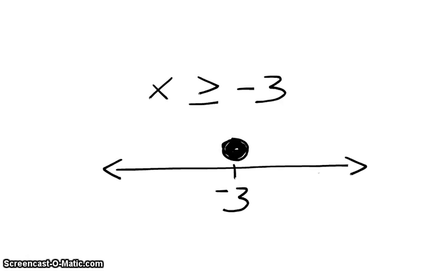Next, we want to read the statement again and make sure we have the arrow going in the right direction. The statement is x is greater than or equal to negative 3. So all numbers that are greater than or equal to negative 3 go to the right on the number line. So we're going to draw our arrow to the right.